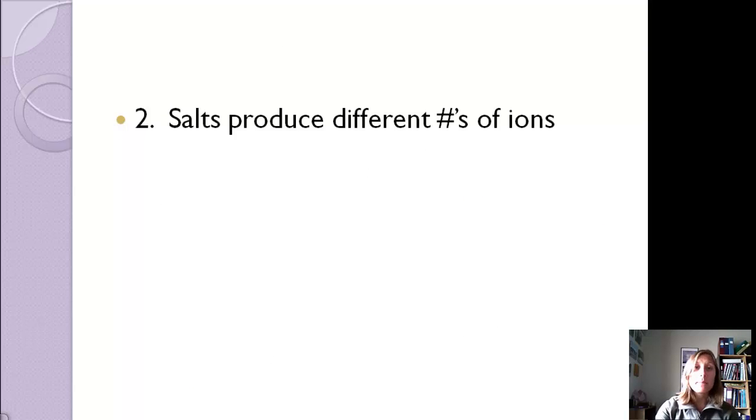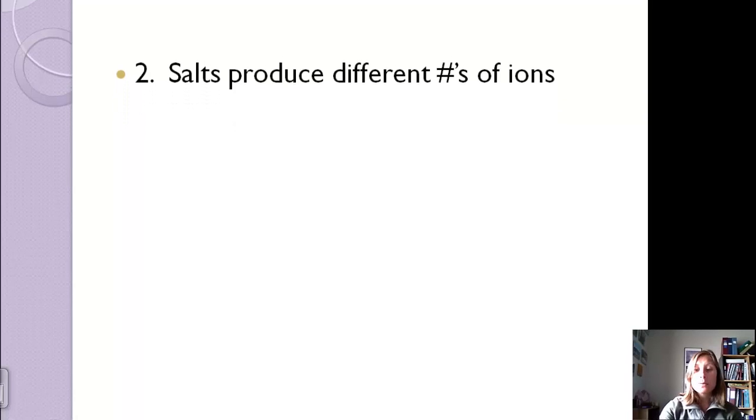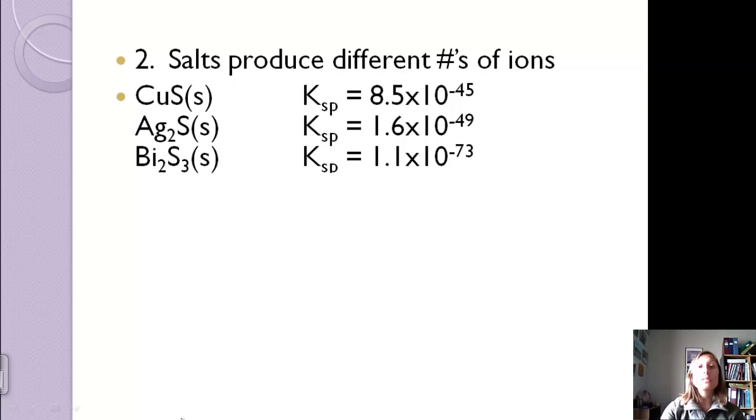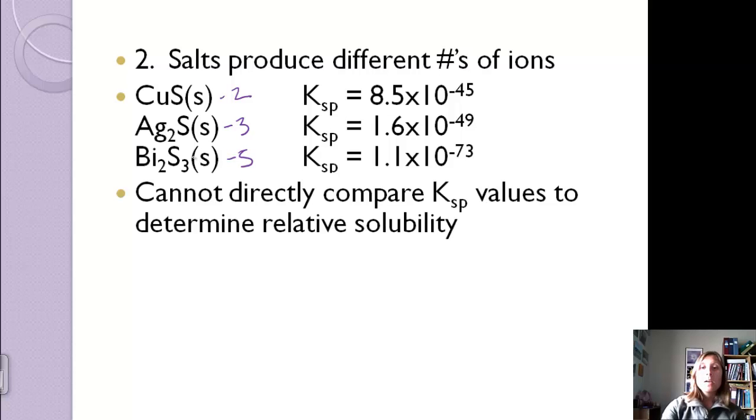The second way to compare is if the salts have different numbers of ions. And so here are 3 salts, and they all are going to produce different numbers of ions. Copper 2 sulfide will produce 2, silver 1 sulfide will produce 3, and bismuth sulfide will produce 5. So different numbers of ions. We can't directly compare the Ksp values because they are producing different numbers of ions.